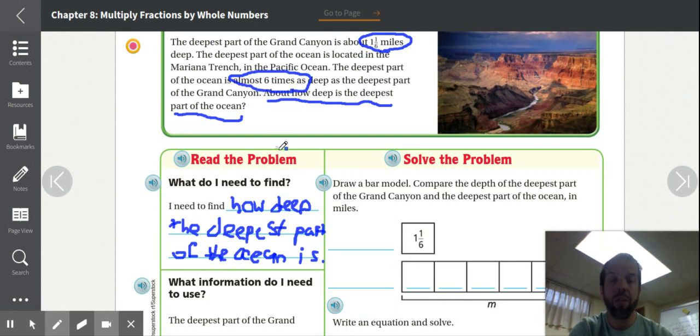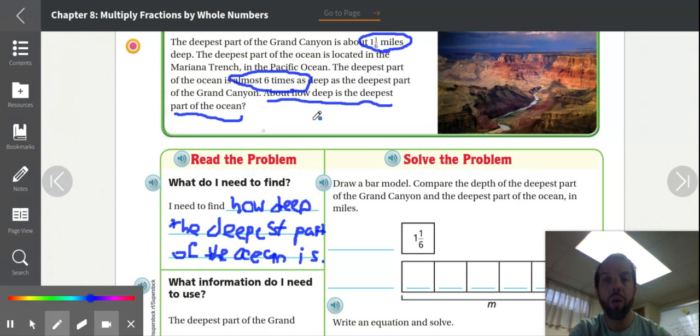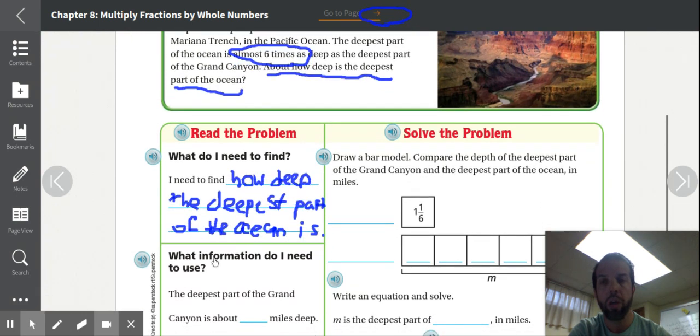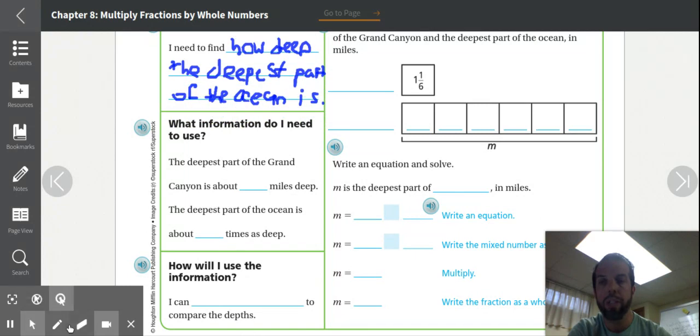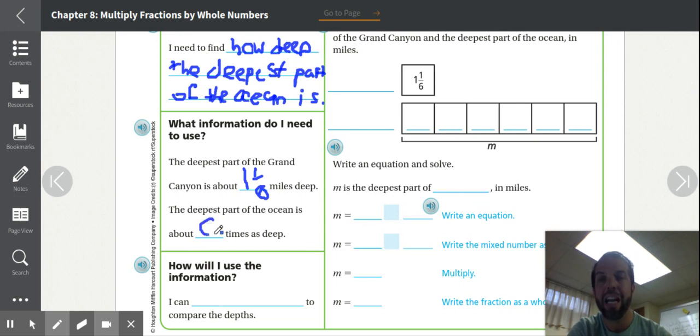All right. Now, if you think back, way back to Unit 2 and Unit 3, probably October, November-ish, we were doing comparison problems. So we're going to be doing those today, only we're not talking about whole numbers. We have a mixed number here. So where it says, what information do I need to use? We're going to fill in these blanks. The deepest part of the Grand Canyon is about 1 1/6. So I'm going to write that mixed number, 1 1/6 miles deep. And the deepest part of the ocean is about 6 times as deep.